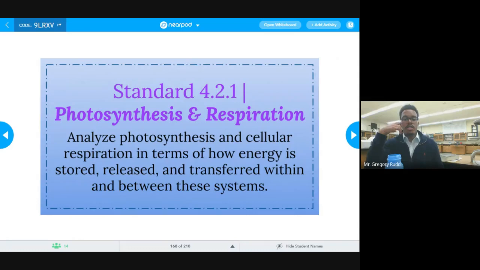Standard was about photosynthesis and respiration. Students were to analyze photosynthesis and cellular respiration in terms of how energy is stored, released, and transferred within and between systems.